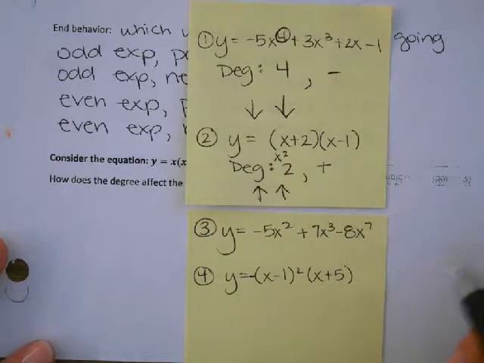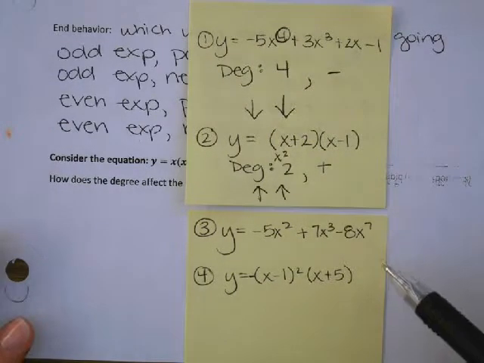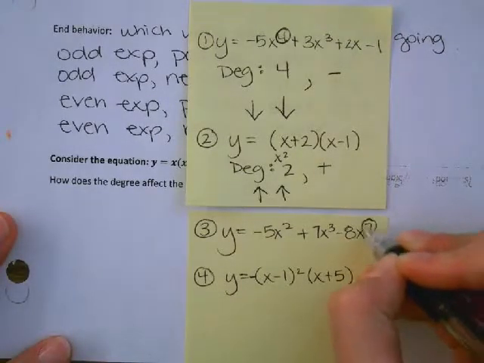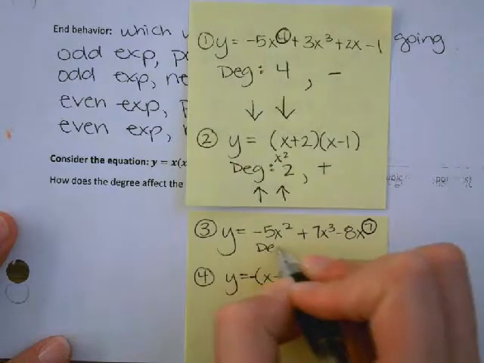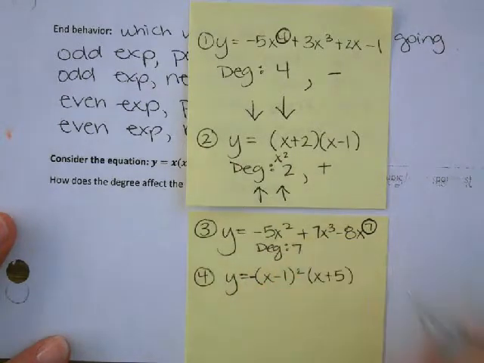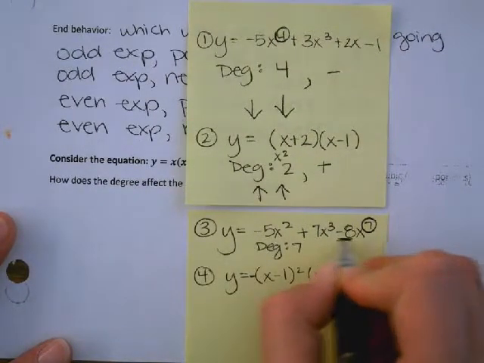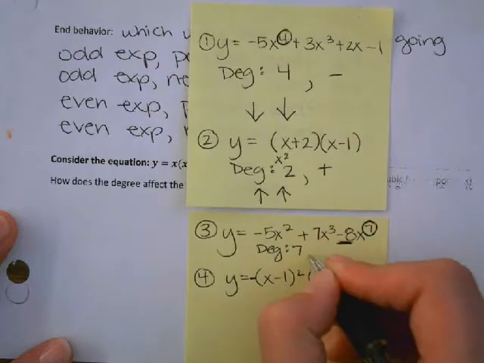So, does anyone know what the highest exponent on number 3 is? 7. So they wrote it out of order. So degree of 7. Is it a positive or a negative? It's a negative because there's a -8 in front of that x. So this is a negative graph.